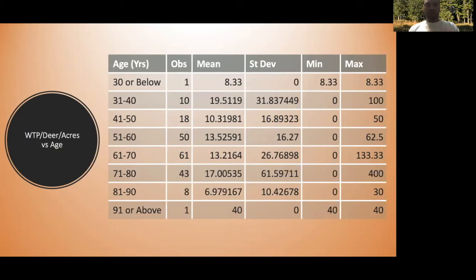Age group 71 to 80 is also the group that has the highest willingness to pay among all participants. This age group is willing to pay up to $400 per deer per acreage. More interestingly, the result is that the highest average willingness to pay per deer is among the oldest group and lowest is among the youngest age group.